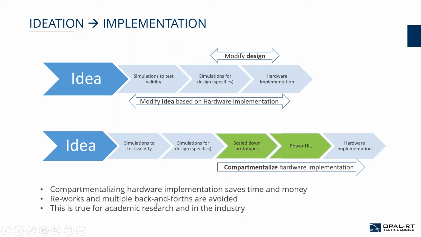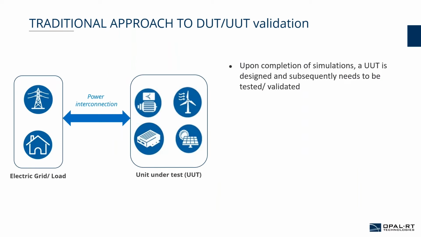So essentially, that is what is important to understand here. The advantages of power hardware in the loop simulations are true both in an academic setting and in industry. By being able to compartmentalize hardware implementation, there is a significant saving in both time and money.